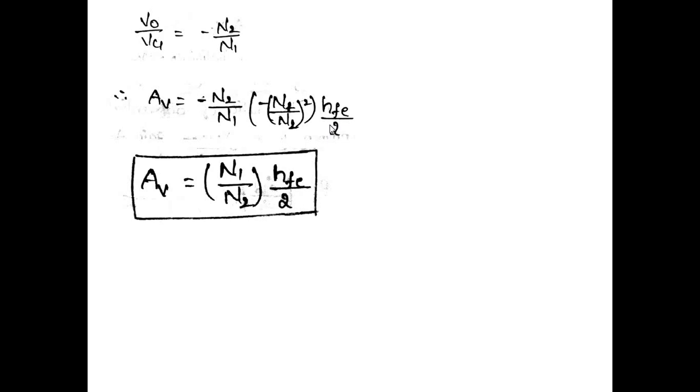Minus minus becomes a plus. This is N2 by N1, this is N1 by N2 whole square, which means you will get N1 by N2 into HFE divided by 2. You try to identify in this, we have got both current gain as well as the voltage gain as the same formula, N1 by N2 into HFE divided by 2.